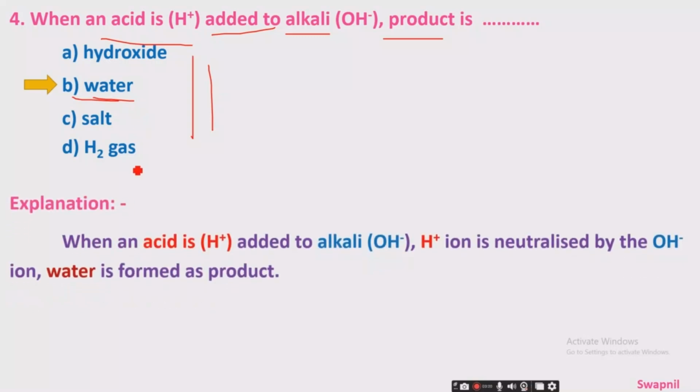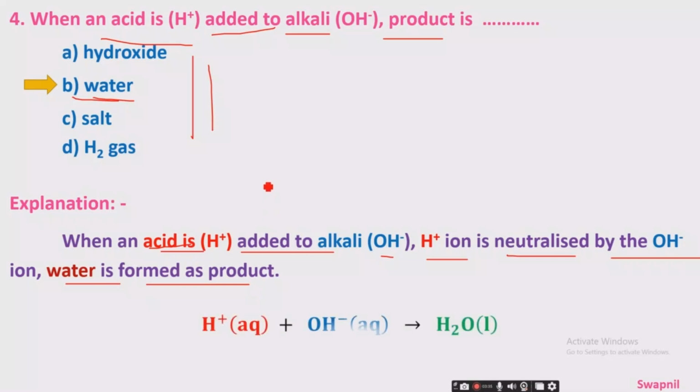So here is the explanation. When an acid is added to alkali, that is OH minus ion, the H plus ion is neutralized by the OH minus ion and water is formed as a product. This reaction is also called a neutralization reaction. So when H plus ion reacts with OH minus ion, it gives water.